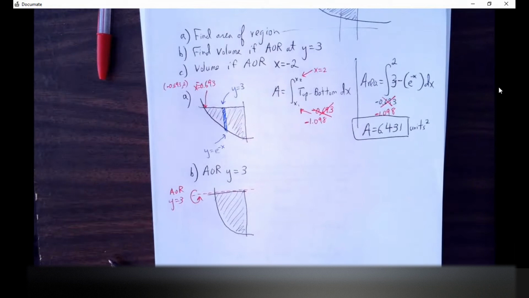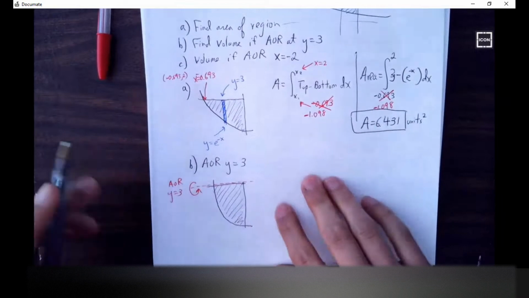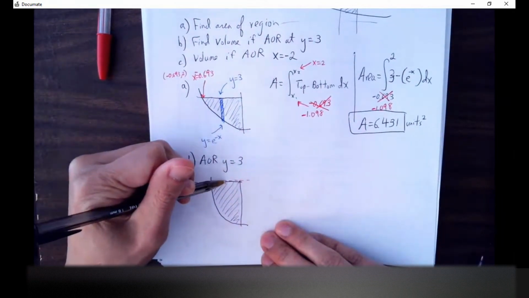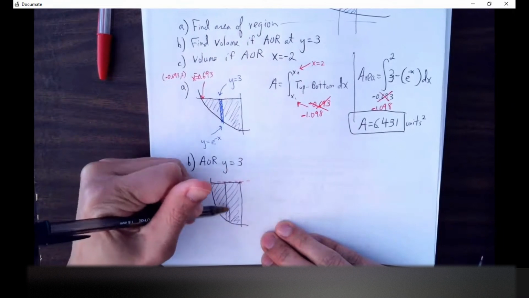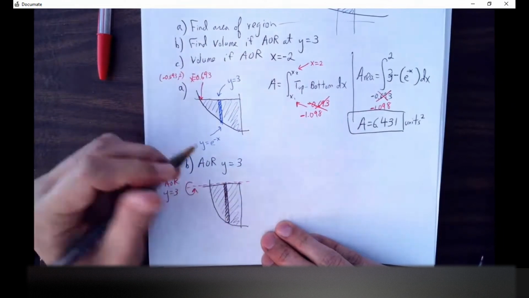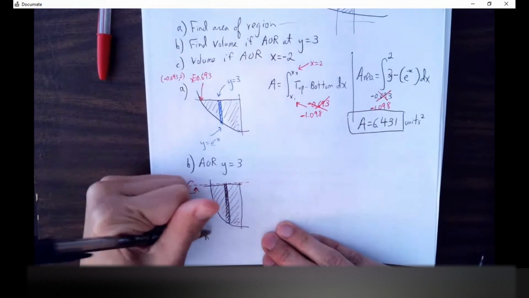What do you guys think here? Disk or washer method? Disk, yeah, this method, right? Up against a flat surface of our shaded region. No gaps, no need for a second radius. All we need is one big radius. So extend from our axis to our boundary of our shaded region. That's my big R of x.